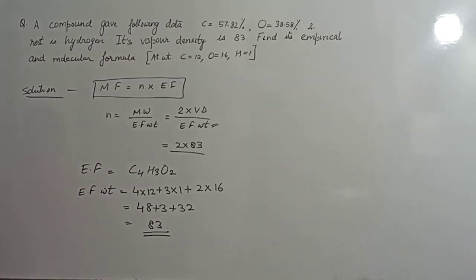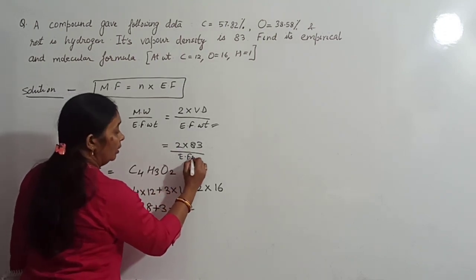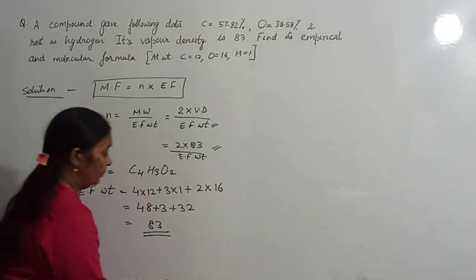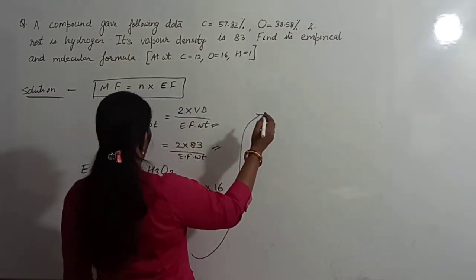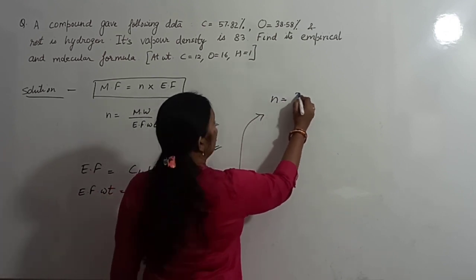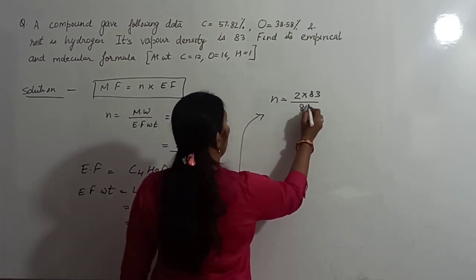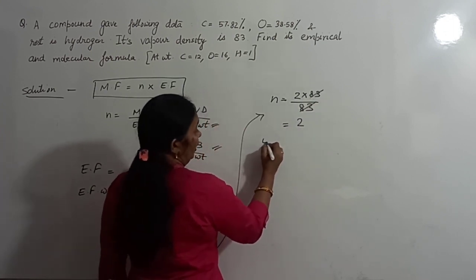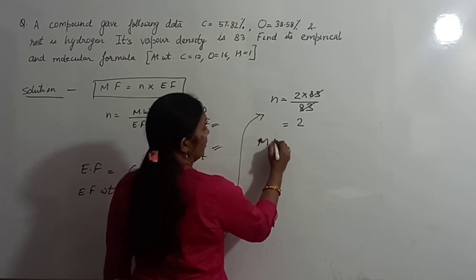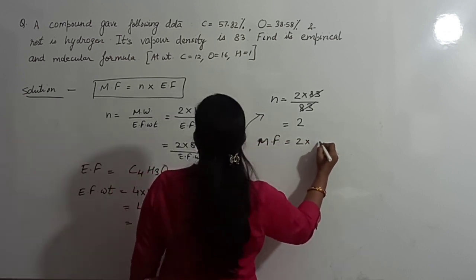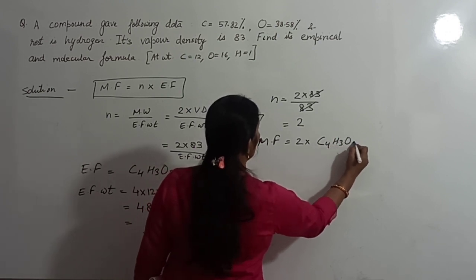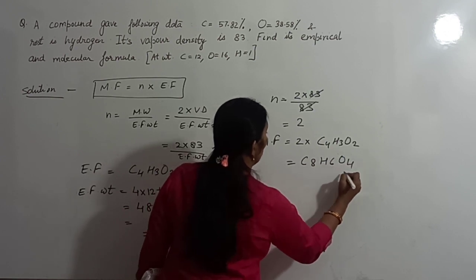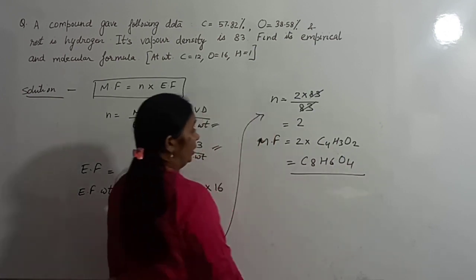Now you have got the empirical formula weight also. This is the formula where you will put the empirical formula weight. I am doing it here. So you will get the value of n equal to 2 into 83 upon 83, which is 2. Value of n is 2. So molecular formula is 2 into empirical formula C4H3O2, and then you will get C8H6O4 as the molecular formula.